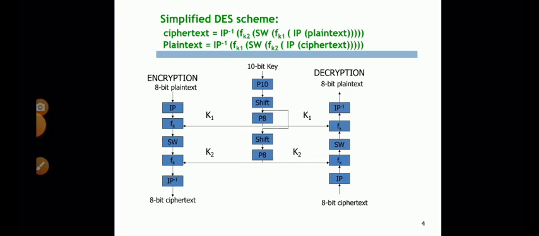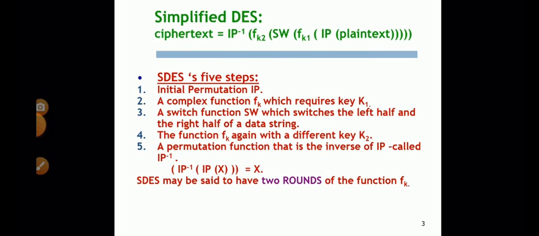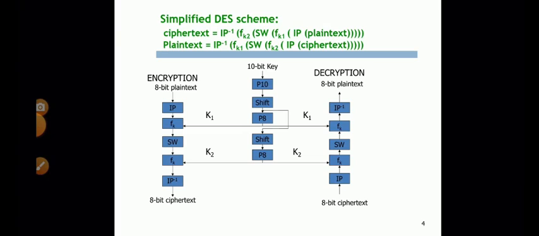This is the diagram of the simplified DES scheme. Here we have both the encryption process and the decryption process. In the encryption process, the plaintext is converted into ciphertext. First you perform the initial permutation, then you apply the complex function Fk with the key K1, and then you perform the switch function SW. Then for that output you perform the complex function with the key K2, and finally you perform the inverse of the initial permutation. So this is the encryption process.